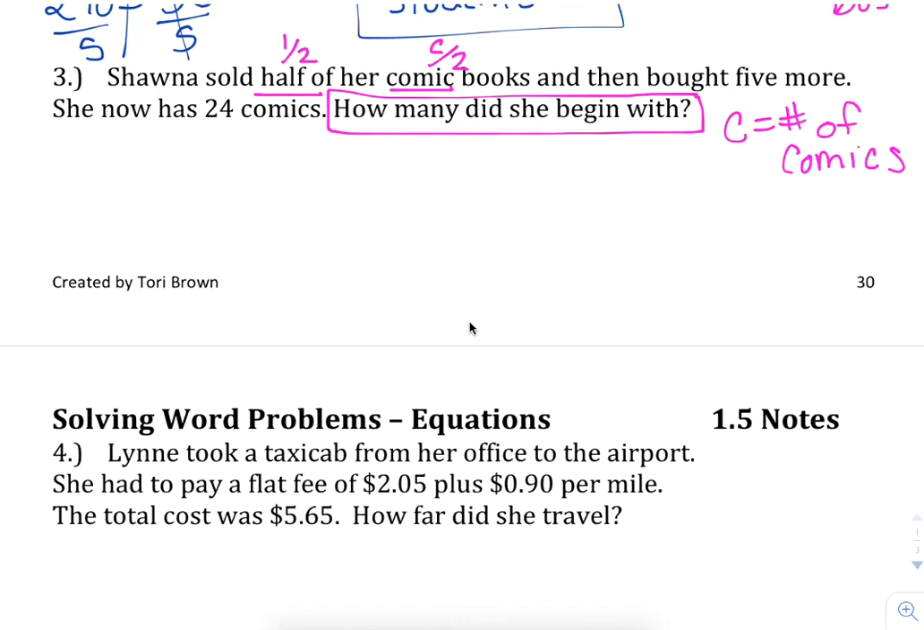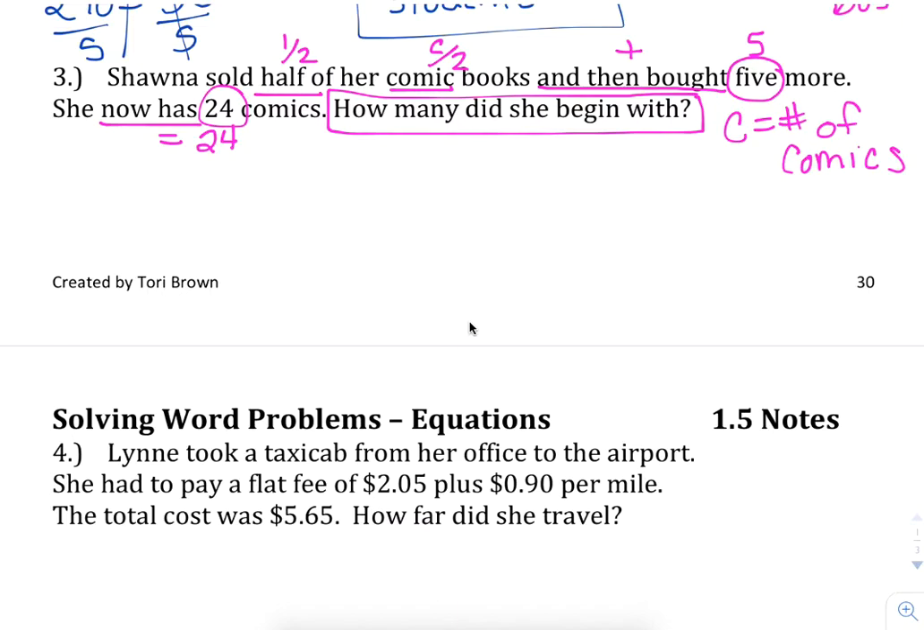And then they bought 5 more. So if you're buying more, what are you doing? Hopefully the and bought is telling that you're adding more. Okay? We are going to add 5, so that's our number, 5 more. Now she has 24. So this is going to be our equals our new total, 24. Okay? All right, let's go ahead and try to make our equation. Half of the comic books. So put your pencil down for just a second.